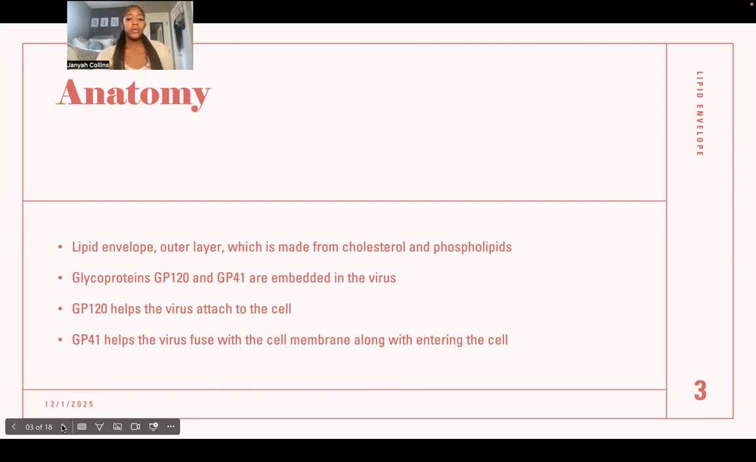So we're going to move on to the lipid envelope and what's inside of it. What's inside is going to be our glycoproteins. We have GP120 and GP41. GP120 is the first to bind to the CD4 receptor on a host cell, and GP41 facilitates fusion of the viral envelope with the host cell membrane.